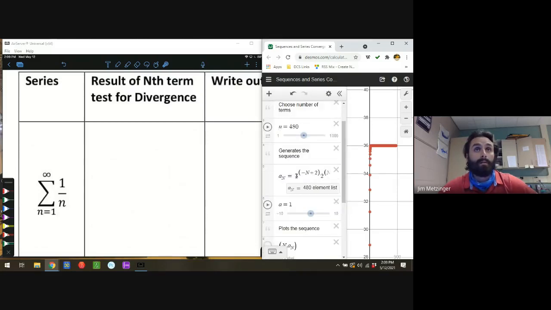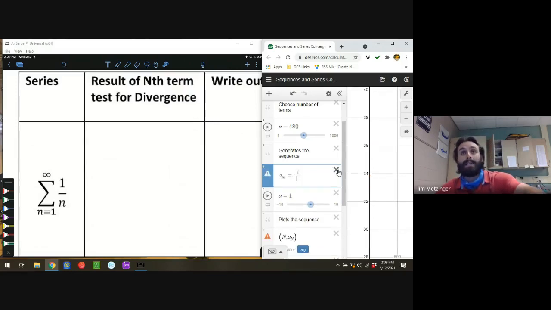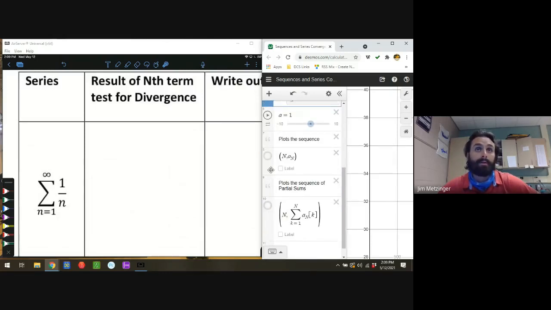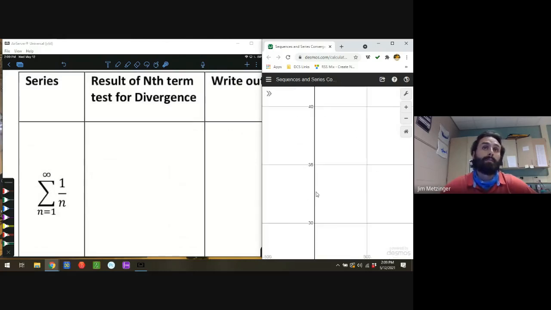The nth term test basically says evaluate the limit of the sequence, not the series, as n approaches infinity. Turn off my partial sums, graph my sequence. Let's see what's up. Where are you at?